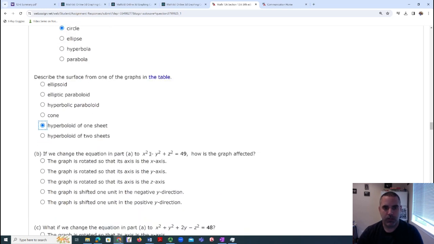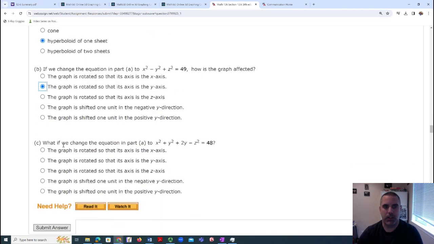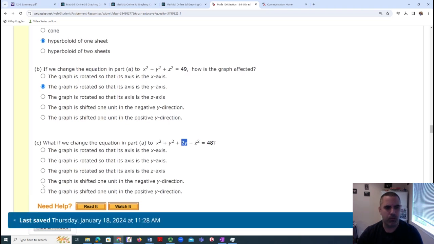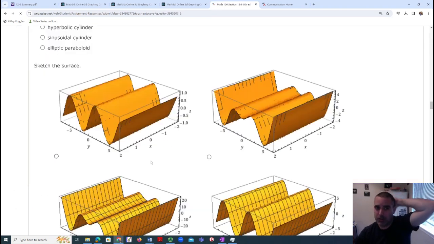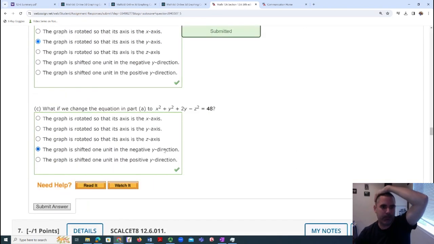What if you change the equation to put the negative on the y? It's the same thing, but the graph is rotated about the y-axis, yes. Okay, so these are the things we're talking about. If we change the equation, so we add the 2y, that's going to shift it 1 unit. So if you completed the square, you're going to get y plus 1 squared. So it's 1 unit down. So there are a few little things you might have to think about.